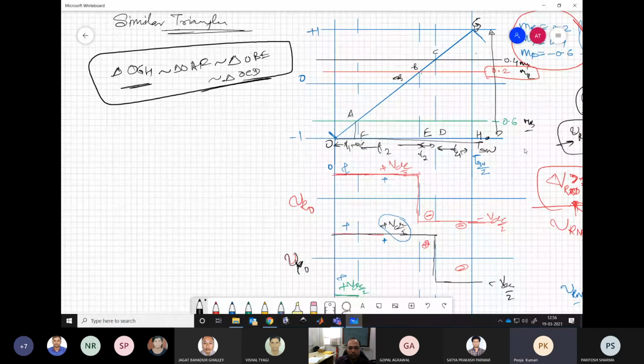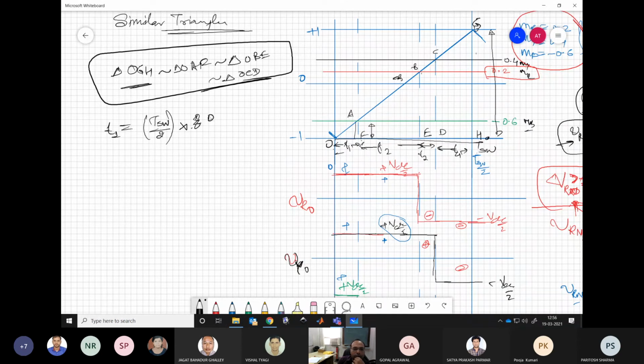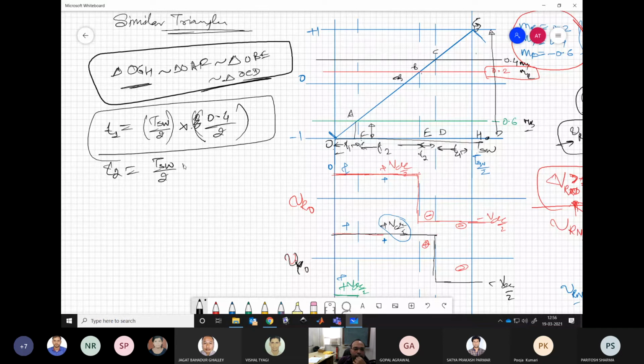So now these base values, let's say T1, can be computed in terms of TSW by 2, which is the total length from 0 to this base value, and the ratio of the two heights. Now what is this height? This is 2. And what is this height? This is, let's say, the difference. This is only 0.4. So 0.4 by 2. Is it clear or not?